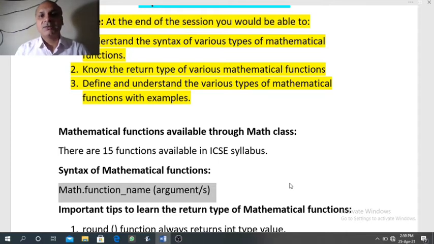Some functions receive one argument, some functions work on two arguments. For example, the sqrt function needs one number. To find the maximum of two numbers, we need two arguments. That is why in the syntax it is mentioned argument or arguments. So depending on the function, the number of arguments will be either 1 or 2.